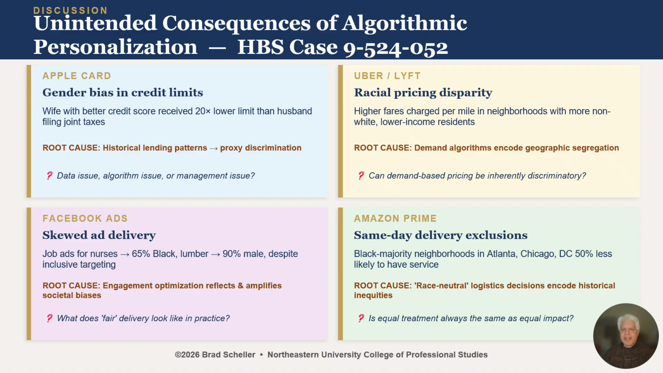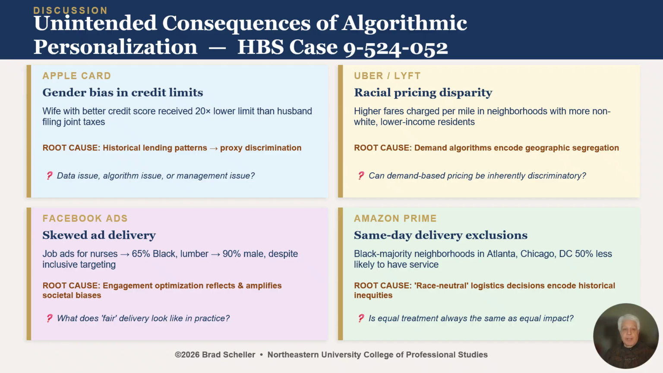But anyway, we have a discussion this week that's built around the HBS case called Unintended Consequences of Algorithmic Personalization by Escarza and Israeli. Wow. Now I want you to give a preview of all of the 4 situations in the case, so you come to the discussion prepared. So first, Apple Card and Goldman Sachs.